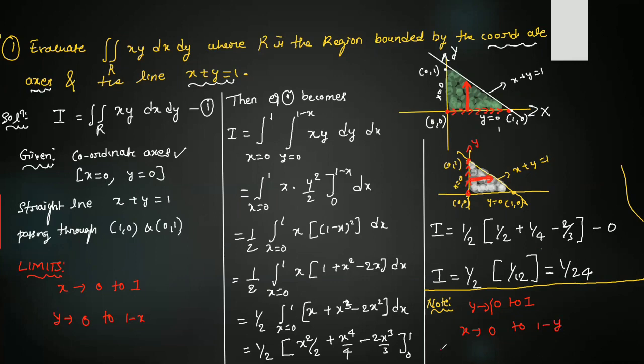So your I is the integral of y from 0 to 1, integral of x from 0 to 1 minus y, xy dx dy. The answer of this also will be 1 by 24. So you can do it any one of the ways. You can solve the problem either with this or with this. Am I clear? Yes, sir. Please, if you have any doubt in this, ask.